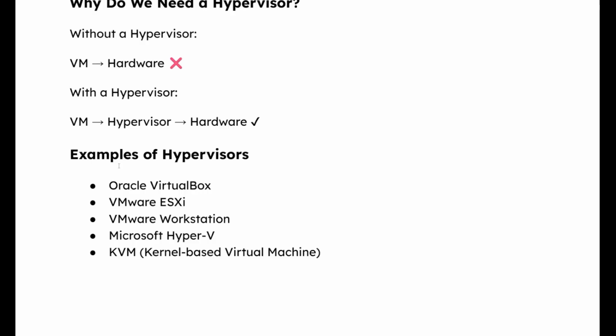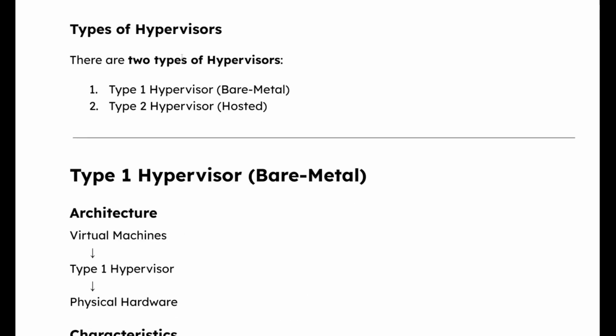Fine. Let's talk about some examples. Oracle VirtualBox, this is what we are going to use, right? Oracle VirtualBox, VMware, Microsoft Hyper-V, and KVM (kernel-based virtual machine), all these are examples of hypervisors, and this is what we normally use. Fine. Okay, now there are two types of hypervisors. One is the type 1 hypervisor, and the second is the type 2 hypervisor. The first one is called bare metal, and the second one is called hosted. We will take a little bit of an idea about these types.